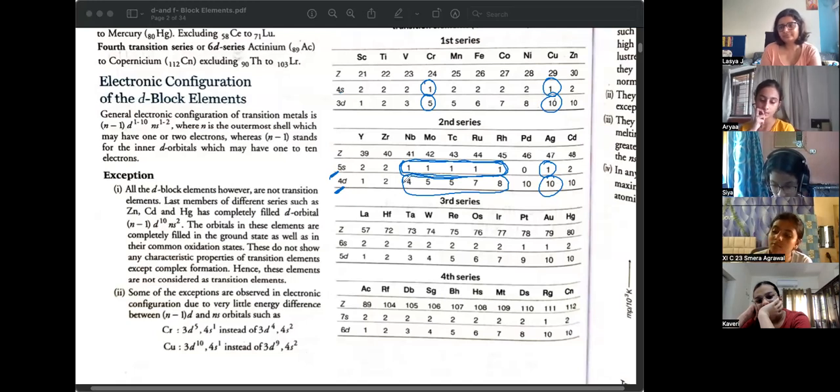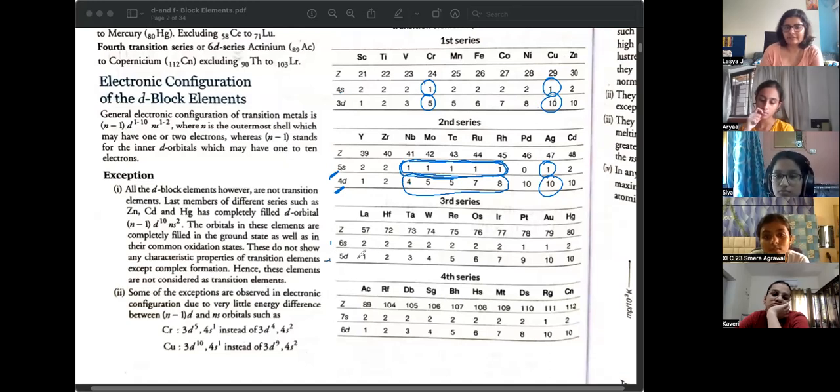So it's just easier that way. Okay. Third series, at this point, you're getting into the f orbital. So again, 6s2, and then a little bit in 5d, and once the 4f is filled out, you get 1, 2, 3, 4, 5, 6, 7. Follows the regular thing.